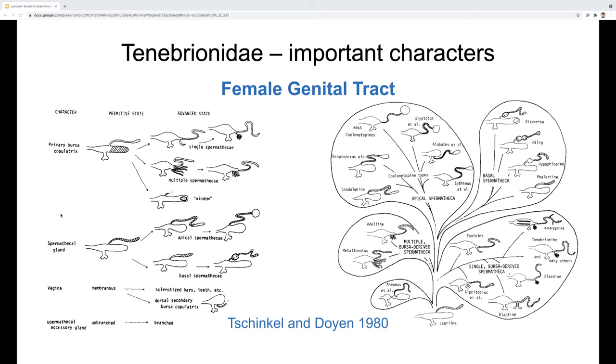Again, there's a lot of diversity here, but where is the spermatheca located? Is it a capsular, globular thing? Are there finger projections coming off of it? Or is it a single coiled group of tubules? And so there are some really cool things. And where the spermatheca comes off of the rest of the genitalic tract is also important.